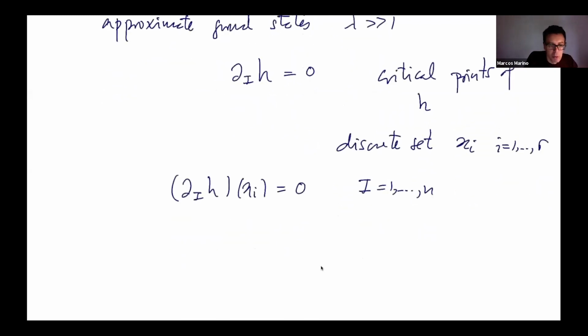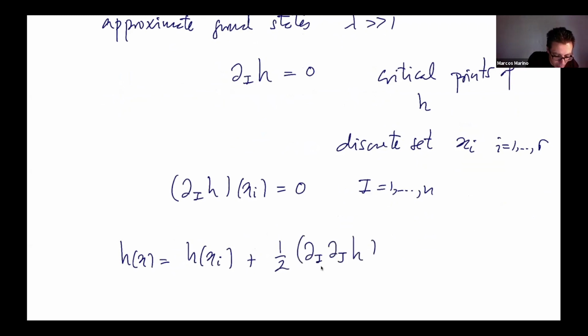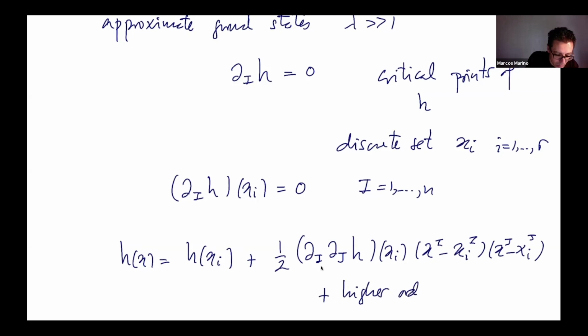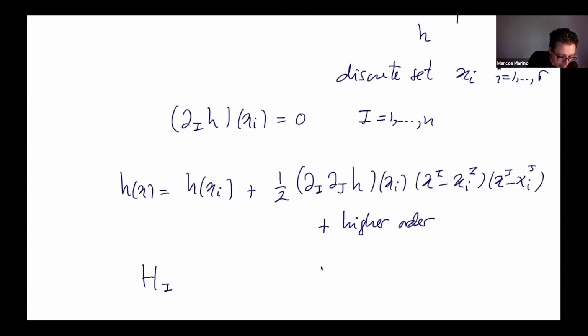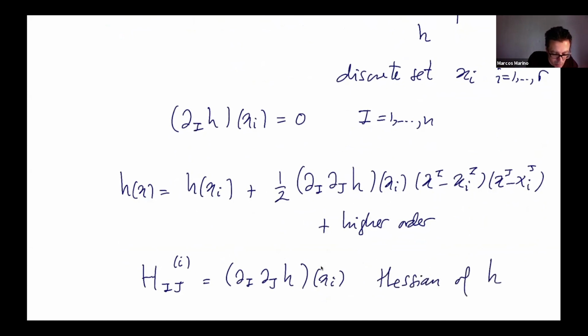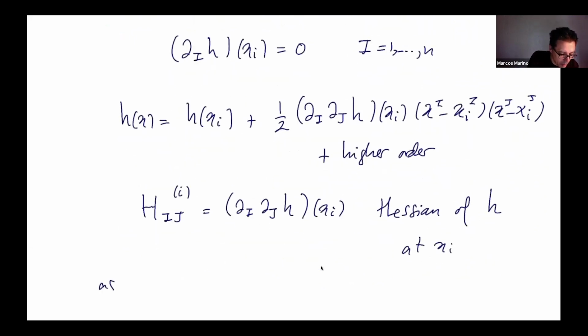We are going to make the important assumption that if you now expand H around this point, you will have H of x_i, the first derivative is 0, plus the second-order term. I'm going to use the Einstein convention with respect to repeated indices. So we have this plus higher order terms. And we are going to assume that this second derivative matrix, which is the Hessian of H at x_i, is invertible.